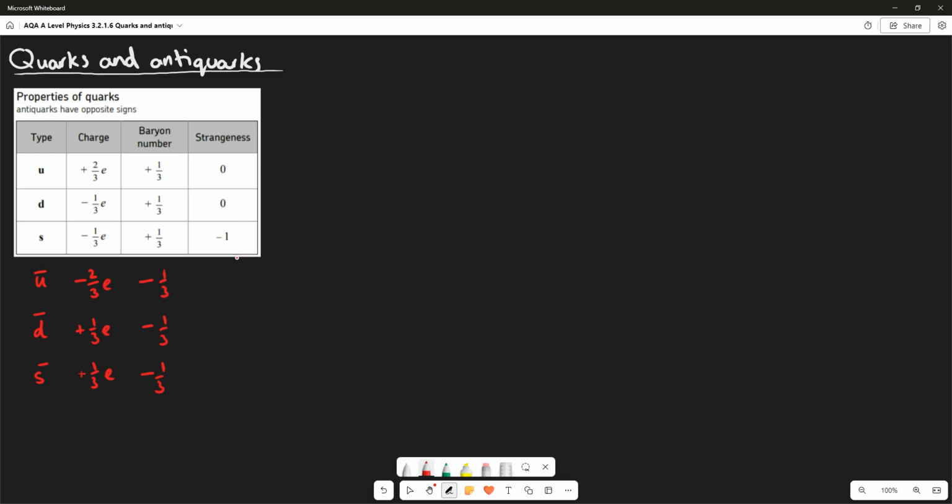Strangeness, essentially, is it a strange particle or not? So the strangeness for an anti-up is 0, and the same for an anti-down. Notice that this is a negative number for the particle, and for the antiparticle, it's a positive number, +1. Okay, so we've talked about charge, we've talked about baryon number, and we've talked about strangeness. You need to know the combinations of quarks to make different types of particle.